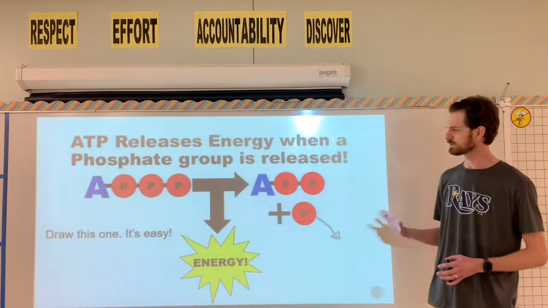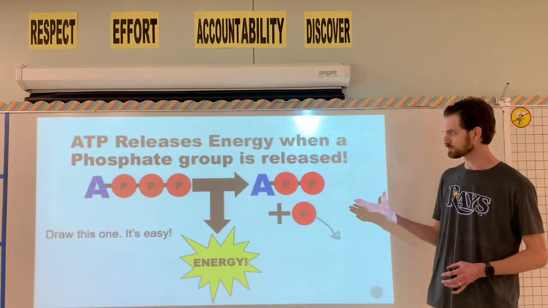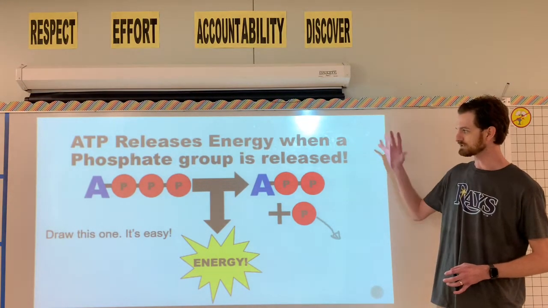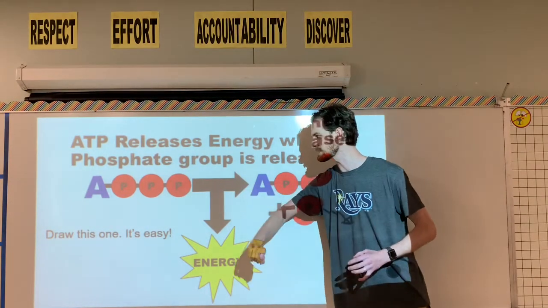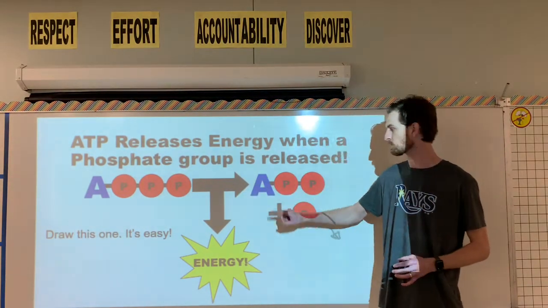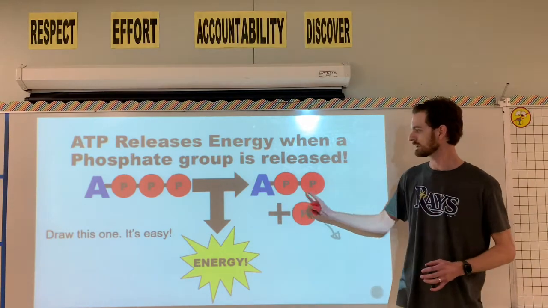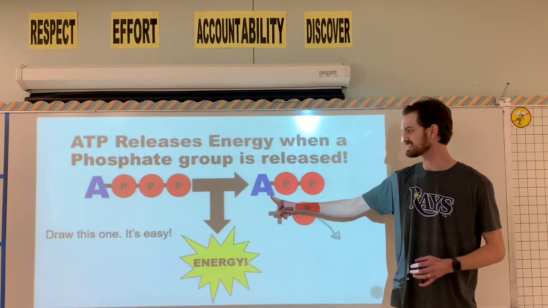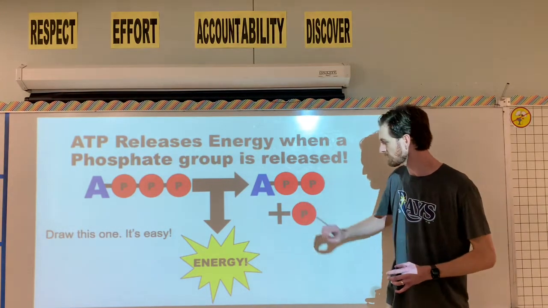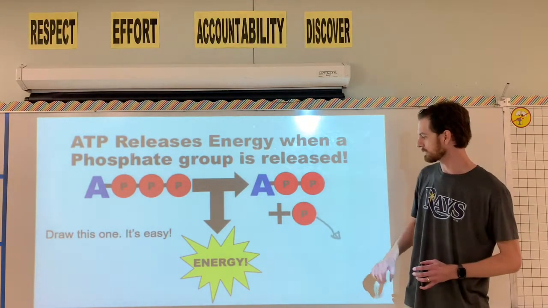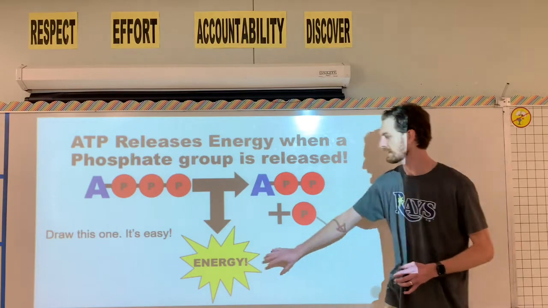Now, the easy process for this one, definitely draw this down, is you get this energy release when you break off one of these bonds. So when you transform ATP here with the 3 phosphates into what's called ADP, it's called ADP because it's adenosine diphosphate, di meaning 2, and a phosphate group here, that third phosphate's still there, it's just broken off. You get the energy that's being released.